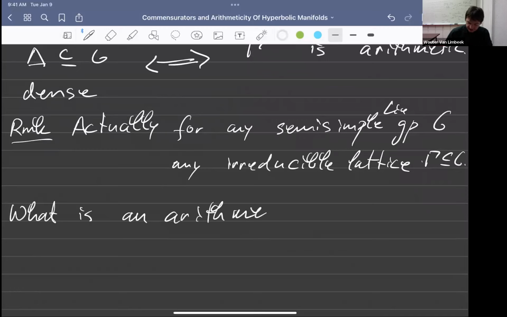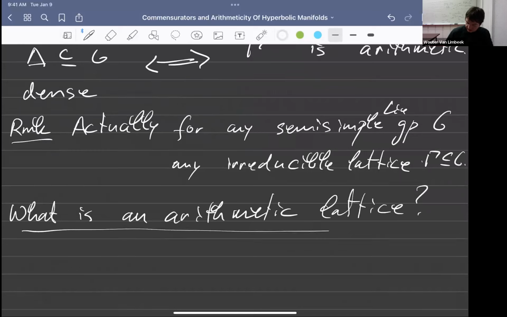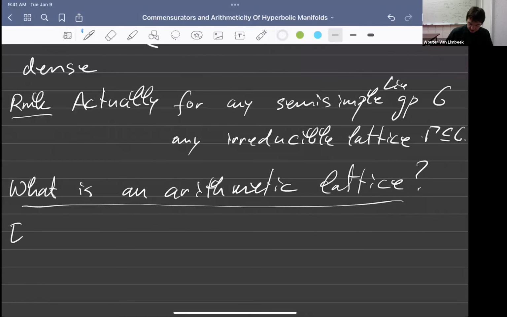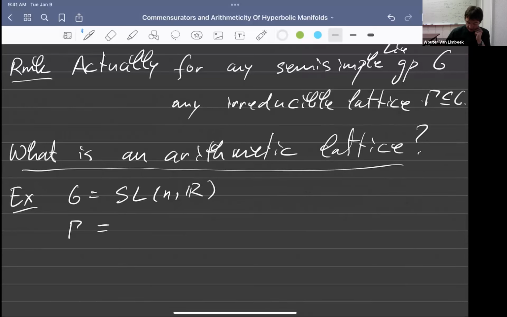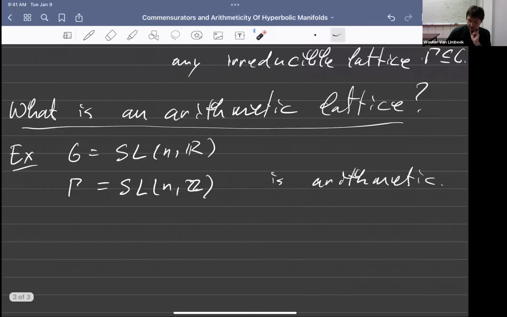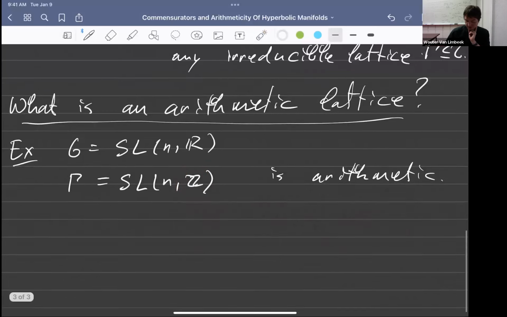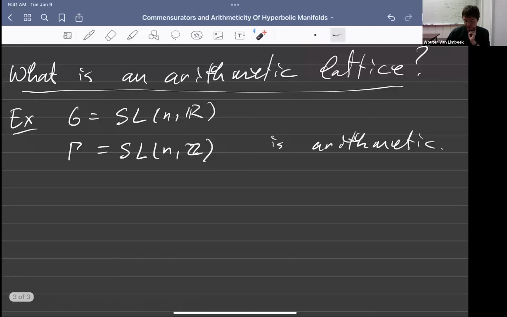So what is arithmetic? The complete definition is a bit technical, so let me avoid that and just give you an example. So if G is SL_N(R), then I could take gamma to be SL_N(Z), and that would be an arithmetic lattice. And in general, it looks like this, except instead of Z, it's basically rings of integers of number fields.